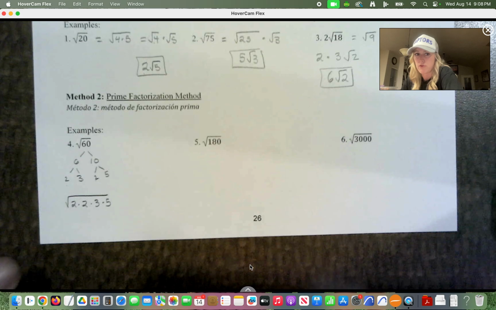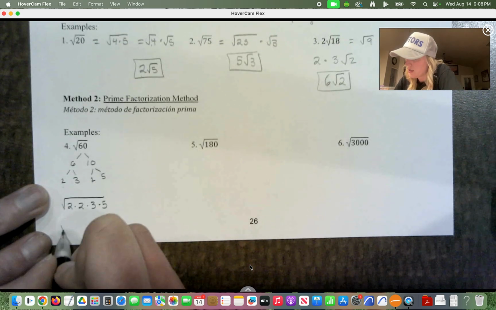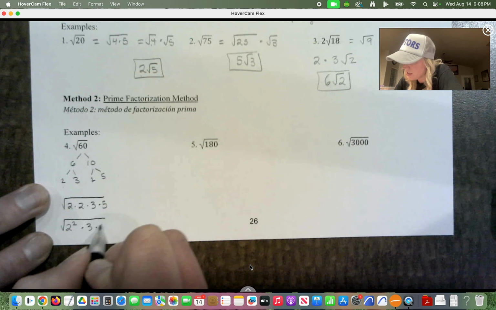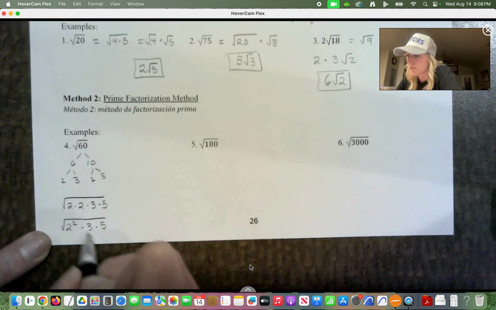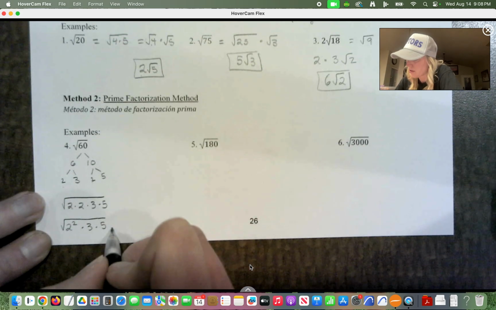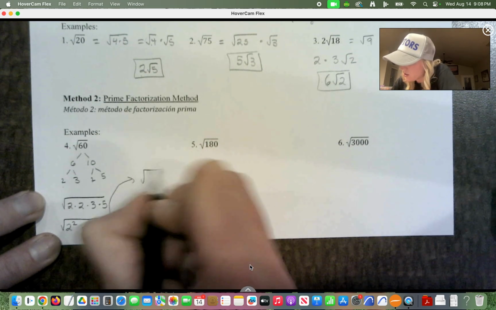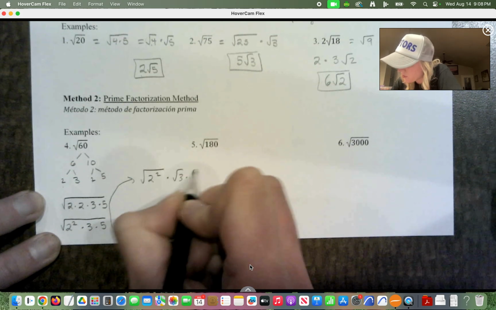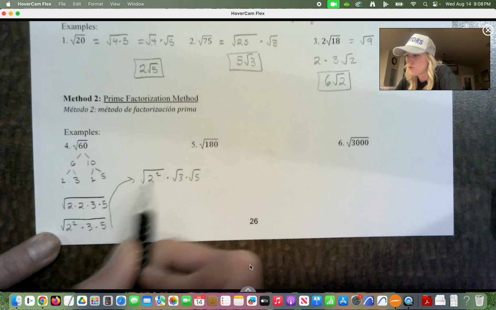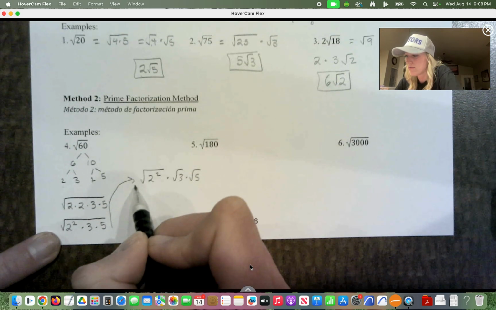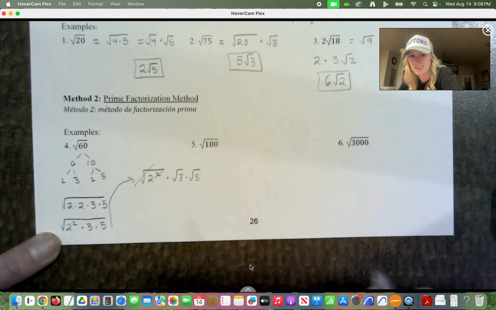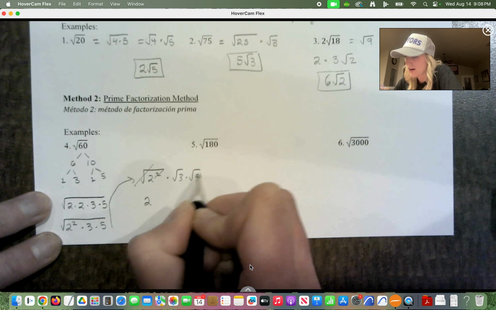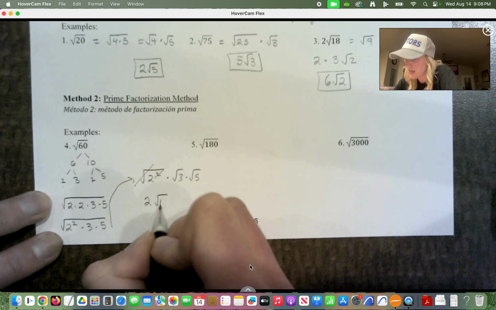Now, why is that helpful? Well, 2 times 2 is the same as 2 squared times 3 times 5. If I were to break this into separate roots, I've got 2 squared times the square root of 3 times the square root of 5. The square root and squaring are opposites. They cancel each other out, so we're left with 2. I can't do that with these. I don't have any squared, so I can put those back together and say square root of 15.